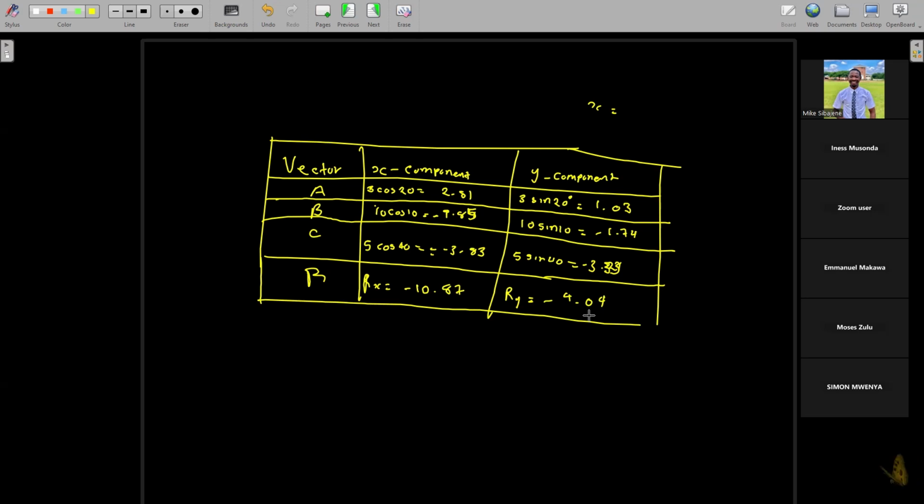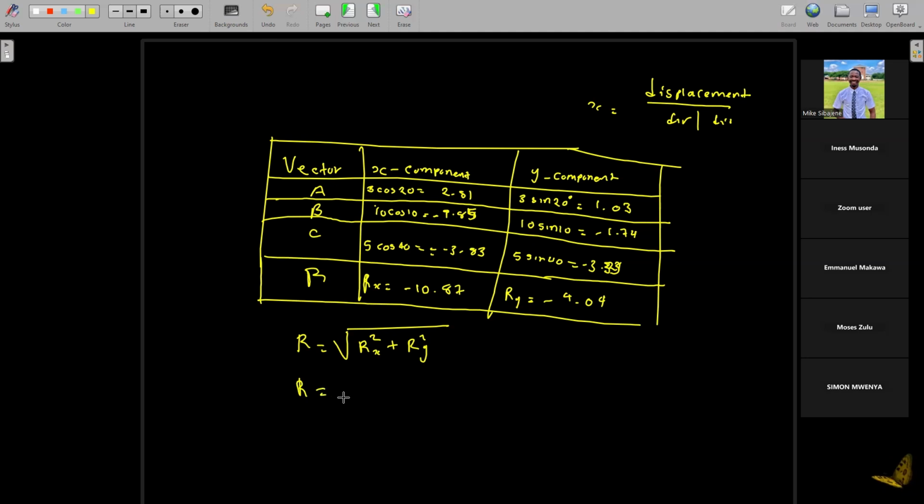Now when the question says find the displacement, the displacement is a vector. That's the reason you are learning about vectors. You give the distance and the direction. So you say it is some number of meters at an angle from the positive x-axis. To find the resultant vector R, you find the square root of the x component squared plus the y component squared. That is the formula.